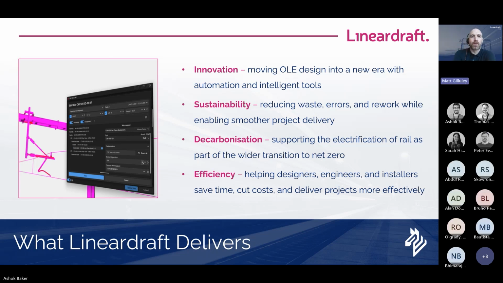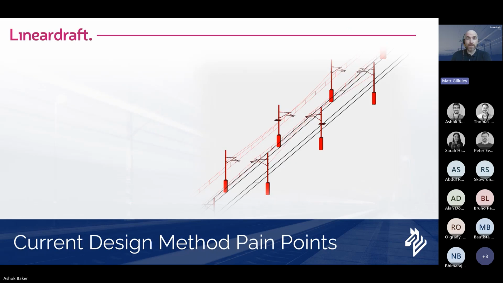Okay, so before we show you how Lineardraft works, it's important to look at the way overhead line design is typically carried out today and why it creates so many challenges. The first major issue is time. Manual OLE design is incredibly labor intensive. Every clearance check, every wire run, every mast position, and every overlap has to be worked out and drawn manually.